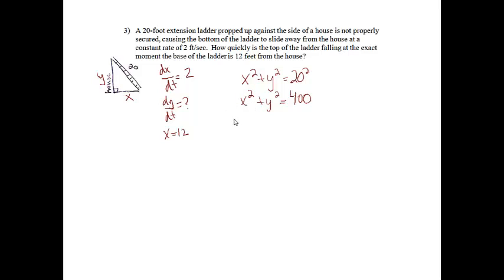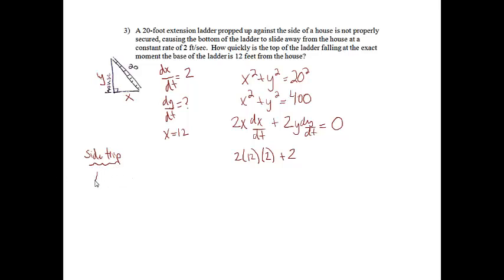The derivative of x squared would be 2x, but then I do have to include dx/dt because I'm changing with respect to time this time. Plus, the derivative of y squared would be 2y dy/dt, and then equals the derivative of 400, since it's a constant, is 0. Now I can just start plugging in what I know. I do know that x is equal to 12. I know that dx/dt is equal to 2, and then plus 2. I do not know what y is, so it is definitely time for a side trip.